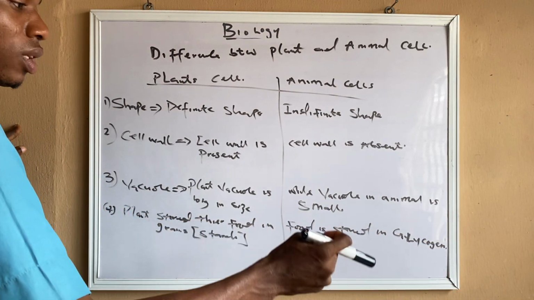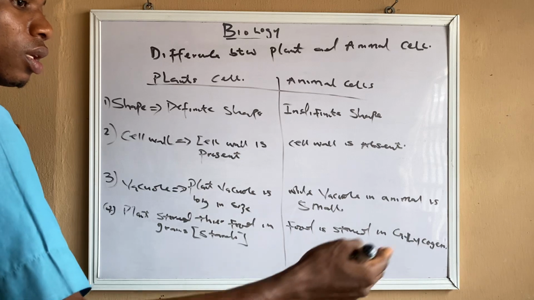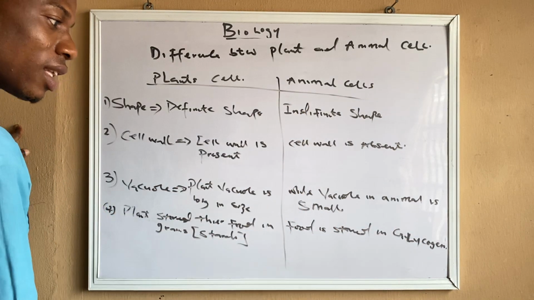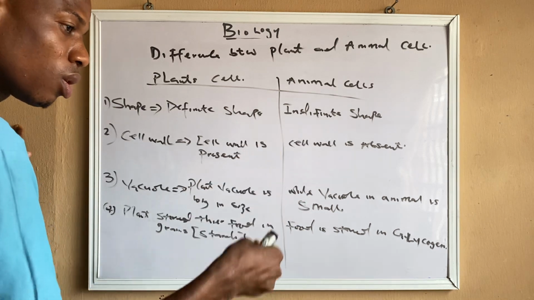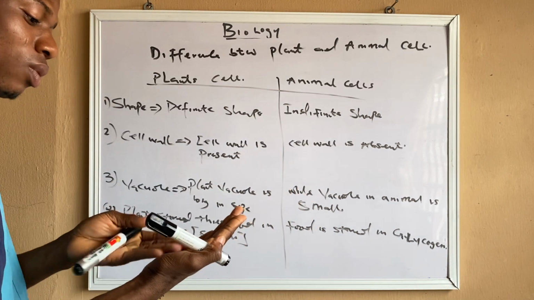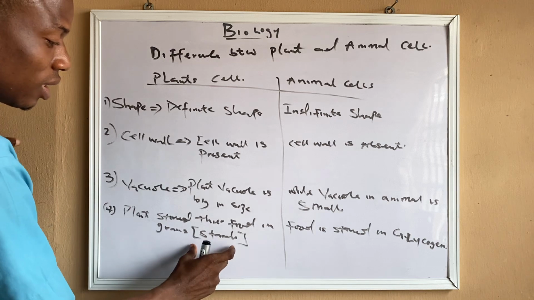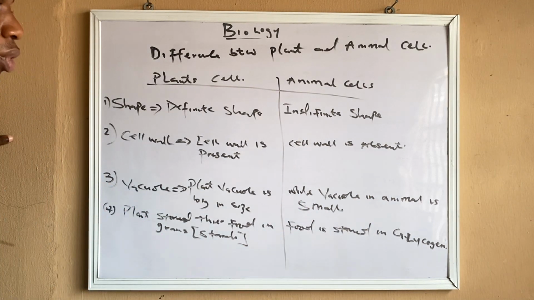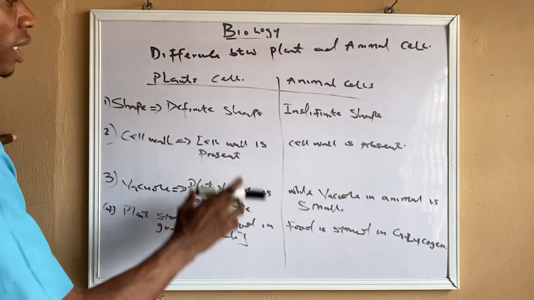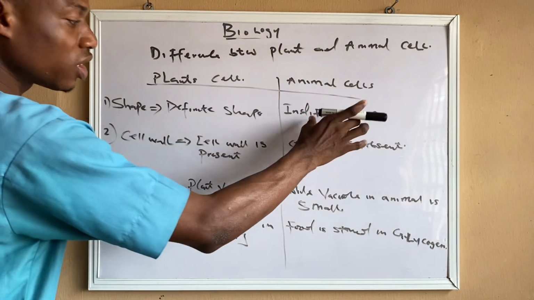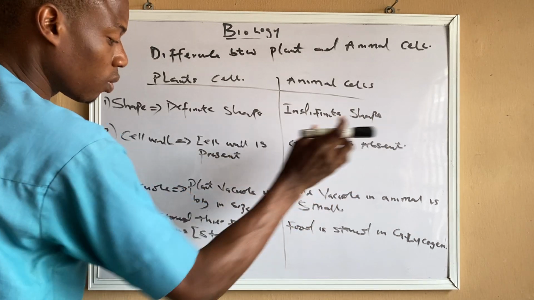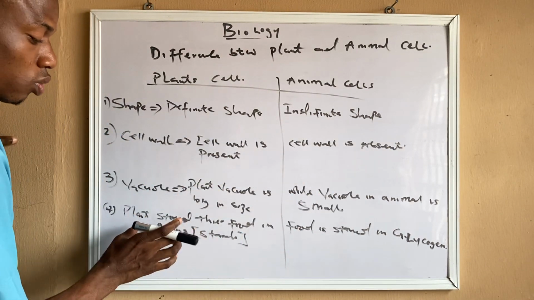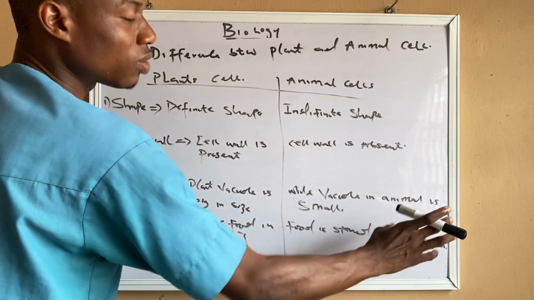Starch requires you to find a translucent paper, bring that particular leaf, boil it at a certain temperature, put it in that thing, and see the starch. So it requires an experiment, both the glycogen and the starch. But there are differences, as we showed: from definite shape to indefinite shape, from cell wall to absence of cell wall, from big vacuole to small vacuole, and their food is stored in starch while in animals it is stored in glycogen.